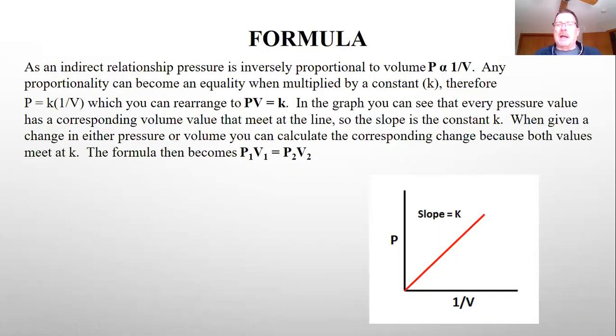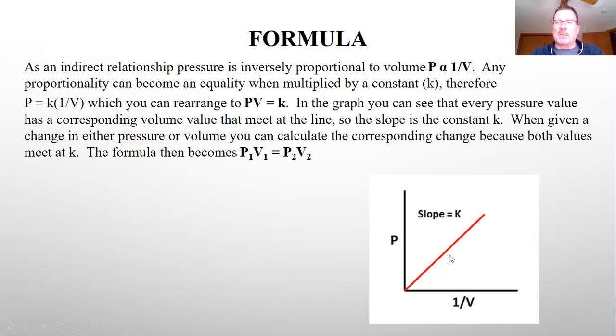How do we turn that into algebra and get the formula? As you saw by the math and the graph, the pressure is inversely proportional to the volume. And think algebra: if you have a proportionality, you can make an equality when you multiply by a constant. So take the inverse of the volume, multiply by a constant, and that'll give you the pressure. Rearrange that algebra, and that means P times V is that constant.